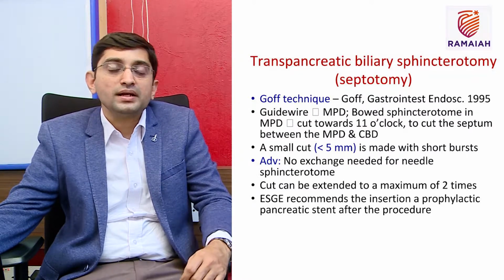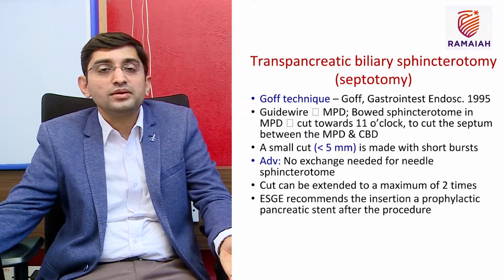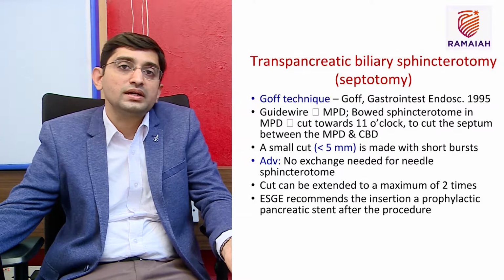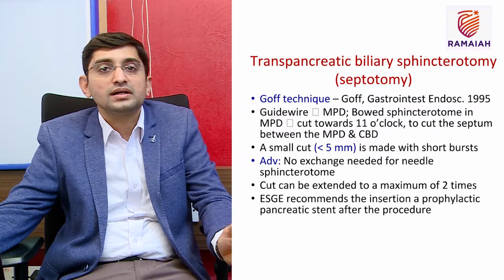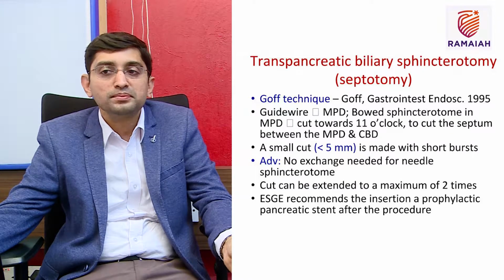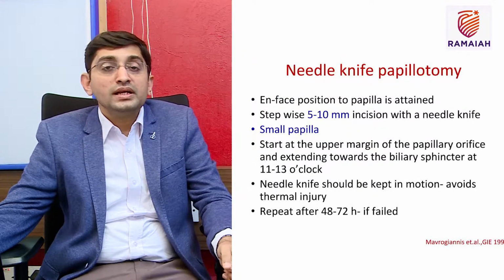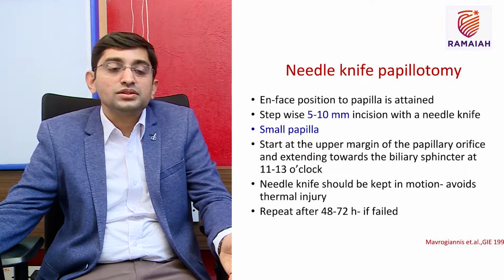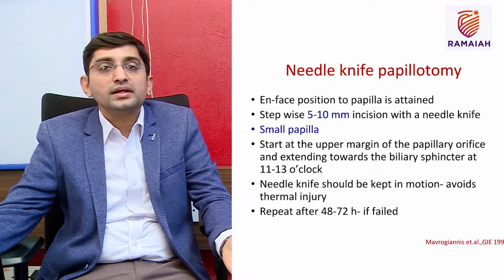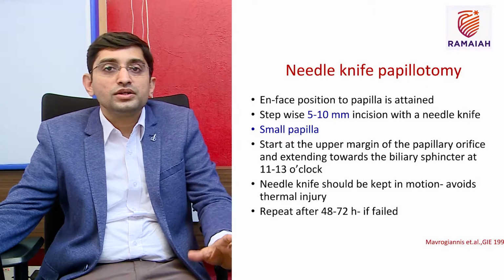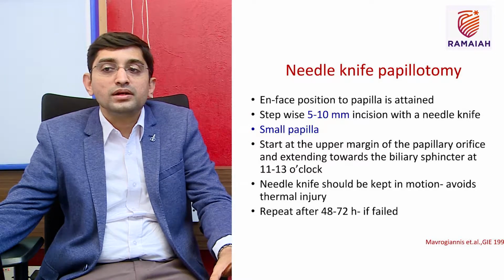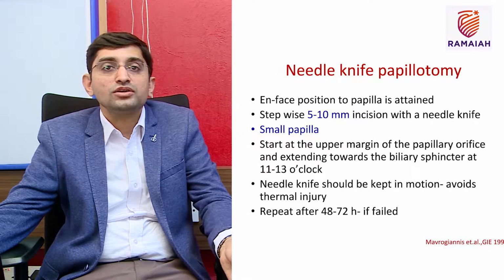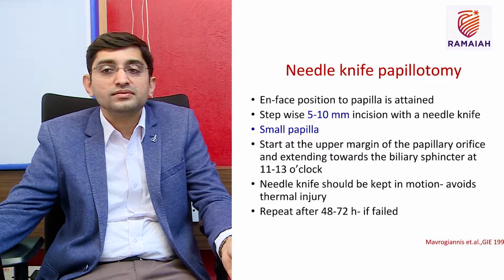So we place a pancreatic stent, and after that, towards the right of the pancreatic stent at 11 o'clock position, we target our sphincterotomy and ask the assistant to push the guide wire across into the bile duct. Needle knife papillotomy is used once you identify that neither the pancreatic duct nor the bile duct could be cannulated. You keep the ampulla en face, and in stepwise fashion of 5 to 10 mm you make an incision with the needle knife.